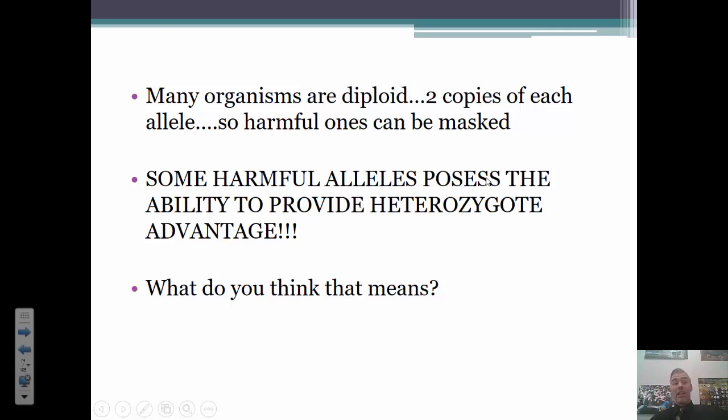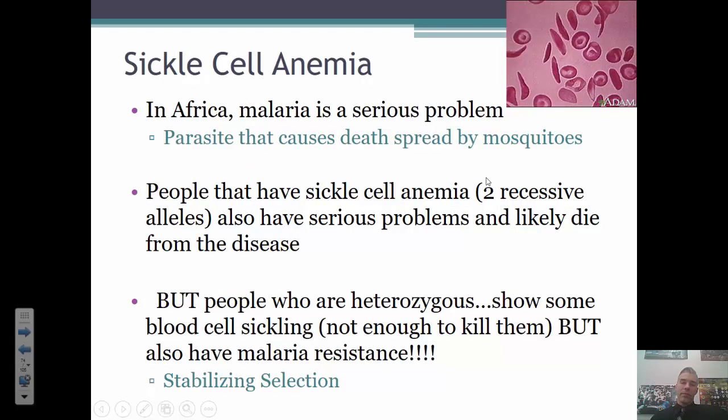Another really cool thing is that some harmful alleles actually possess the ability to provide something called a heterozygote advantage. So I want you to think about what you think that could possibly mean for a second. And I'm going to tell you an example of it that exists today. Sickle cell anemia, horrible disease. If you have two little a's, for example, two recessive alleles, you will have serious problems and die very young from the disease within the first 5 to 10 years of your life if you aren't helped by medicine. So this is, like, in third world countries specifically.